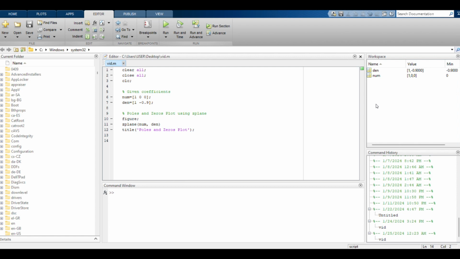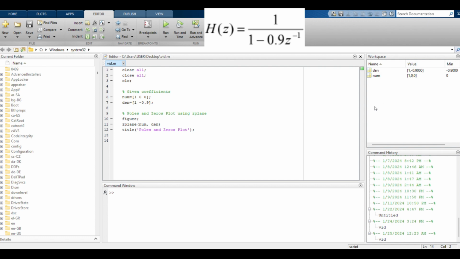Today we are going to discuss how to display poles and zeros in MATLAB when a transfer function is given to us. For example, this. The transfer function represents the system's response to an input signal in the discrete time domain. In a transfer function, we have to find the poles and zeros, which will eventually give information about the system's behavior and the stability. The transfer function will most likely have a numerator polynomial and a denominator polynomial.